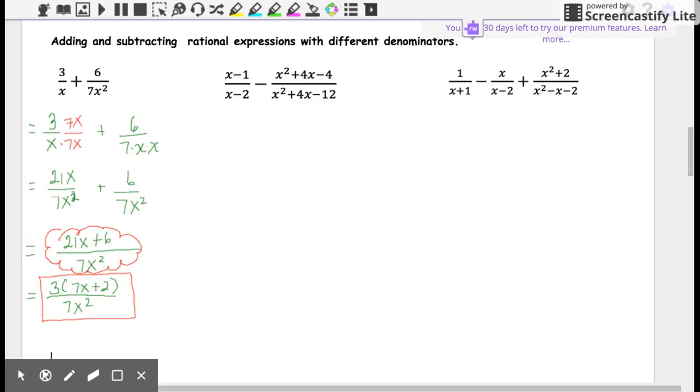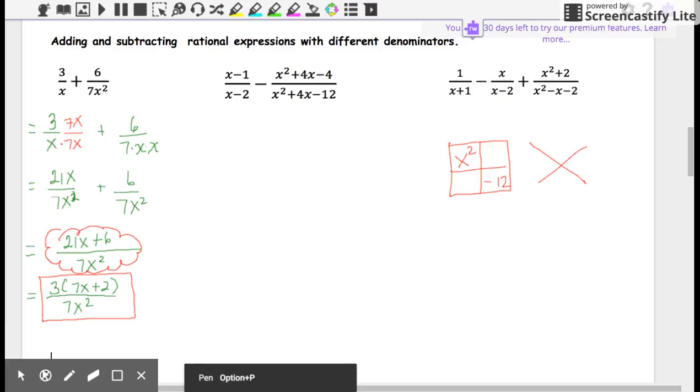All right, let's move on to the next example. Same idea, we need to make the denominators the same. The first denominator is x minus 2. The second denominator is x squared plus 4x minus 12. x minus 2 cannot be factored anymore, but x squared plus 4x minus 12, we have to attempt to factor. Since it's a quadratic trinomial, we're going to need a box. This will be x squared, and this will be negative 12.